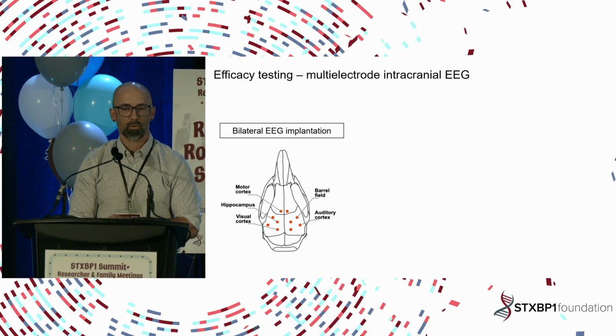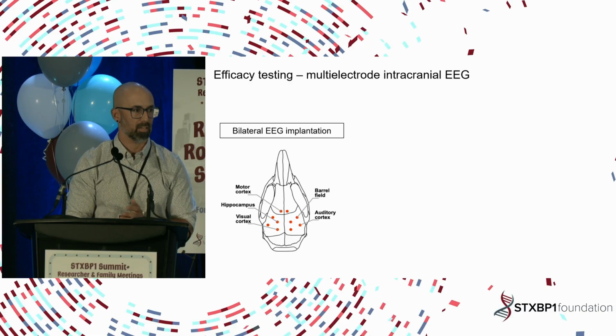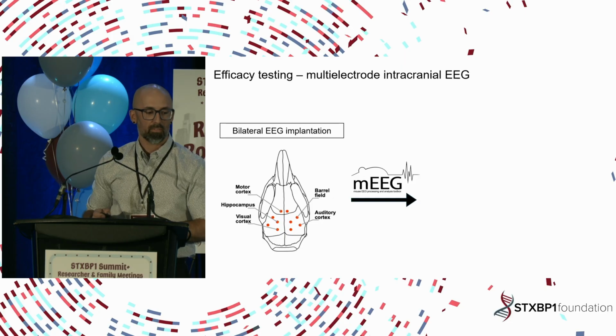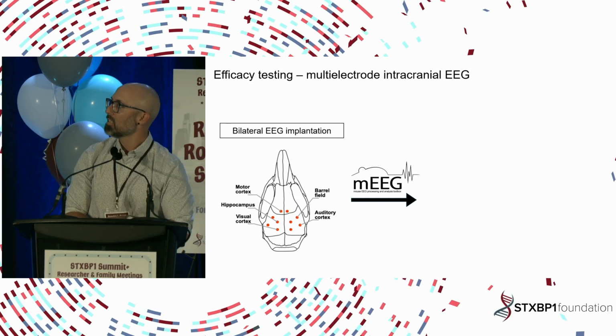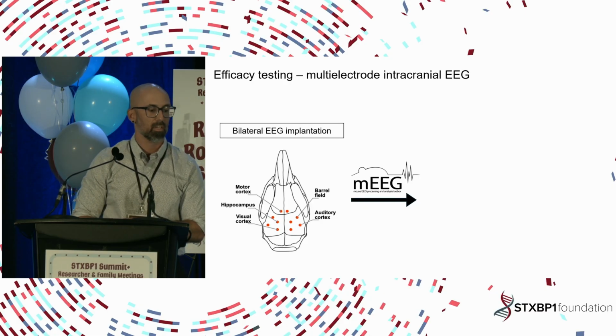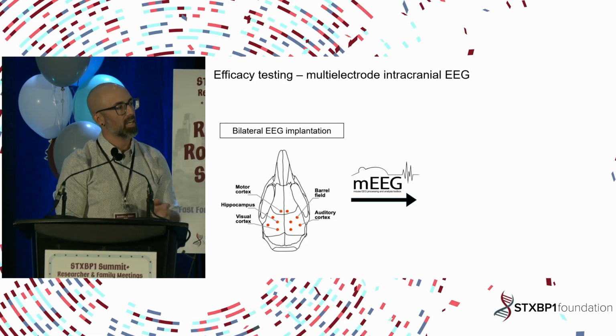As you can imagine, recording at 20,000 hertz for 72 hours from 10 electrodes from a live animal is a lot of data to process. So we've developed a pipeline that is pretty user-friendly for non-computational neuroscientists like myself to get robust data out of this and hopefully standardize some of these analyses in the field.